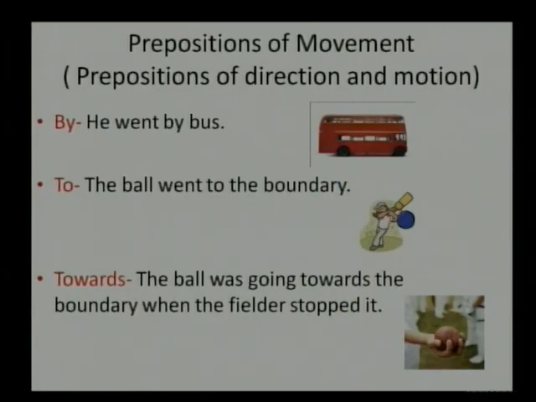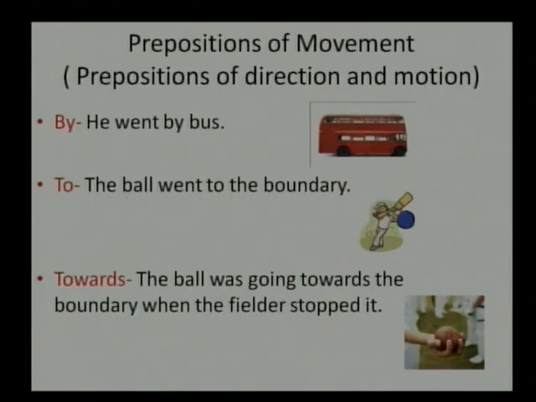We begin with by. By, to, towards, આ બધા prepositions of movement માં આવે છે. He went by bus. એ બસ થકી જાય છે, બસમાં જાય છે, તો that refers to movement, એટલે we use the word by. By is a preposition of movement. The ball is moving by to the boundary. To શબ્દ જે છે એ પણ preposition of movement માં વપરાય છે. The ball is moving to the boundary. બોલની ગતિ દર્શાવતો જે શબ્દ છે એ ટુ છે, જે બાઉન્ડ્રી તરફ જઈ રહ્યો છે.